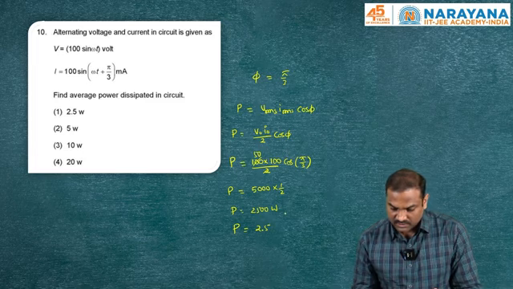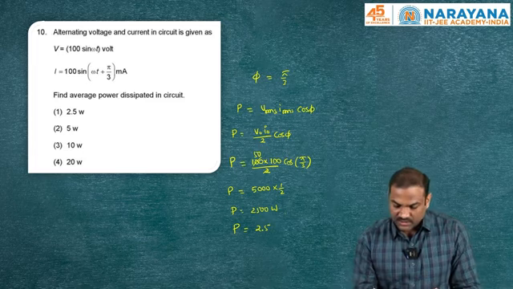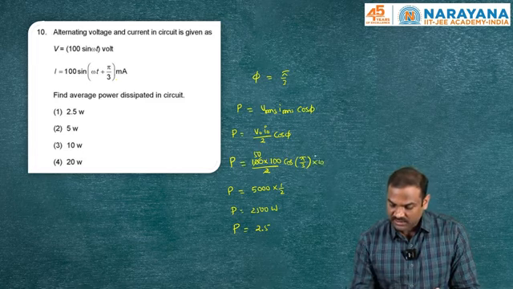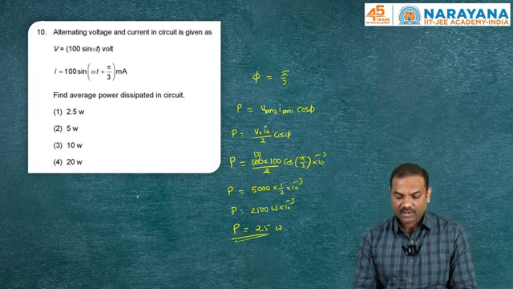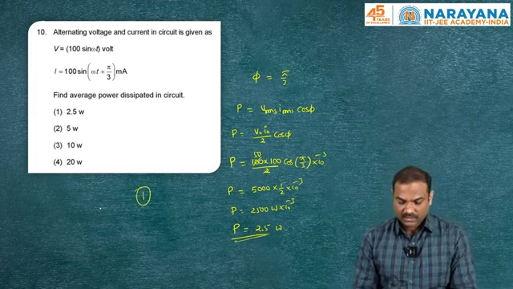Actually, here we missed one term, that is milliamperes. The current is in milli, so it should be into 10 power minus 3. So then it is not 2500 watt, it is simply 2.5 watt. So then the required answer will be 1.